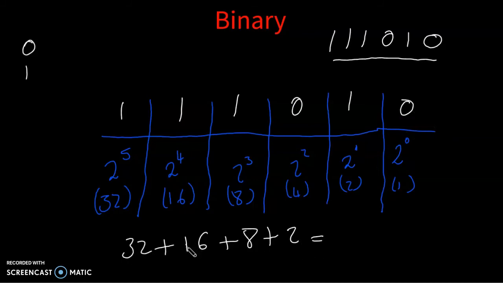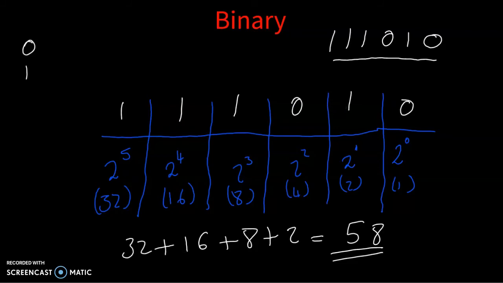32 plus 16, that will give us 48. 48 plus 2, that will give us 50. 50 plus 8, that will give us 58. And that is how we convert from binary to decimal.